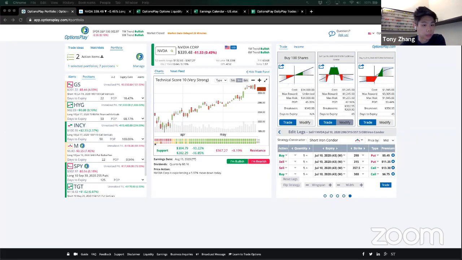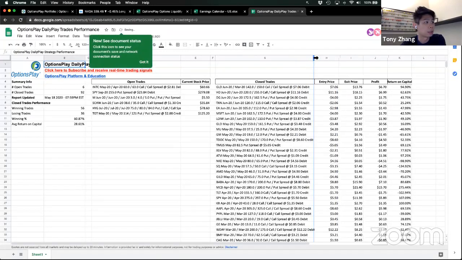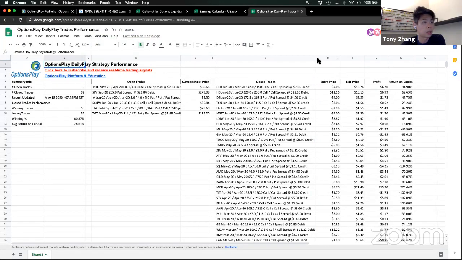Kelvin is saying, could you please explain the average return on capital on the OptionsPlay strategy performance sheet? Is it monthly, year to date? What is the time frame? So Kelvin is referring to this spreadsheet that you can access that is published with your daily play emails that are sent out to you every single morning.